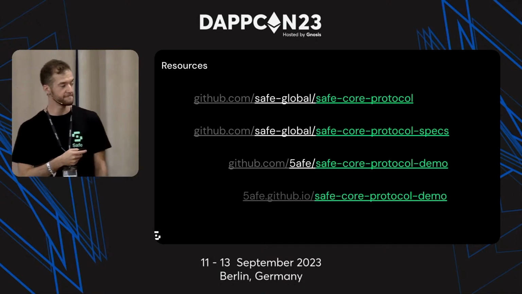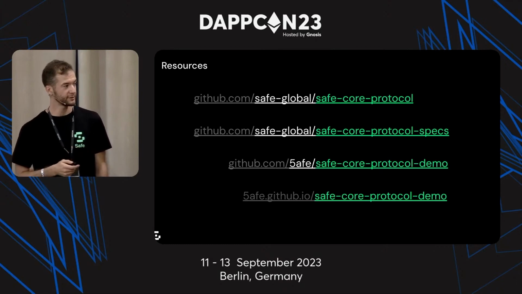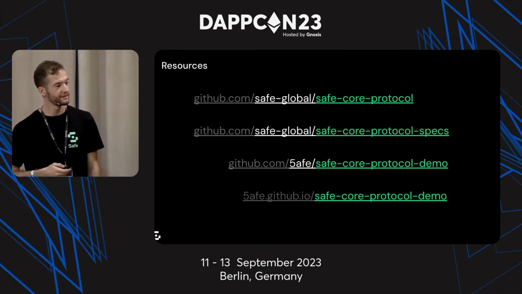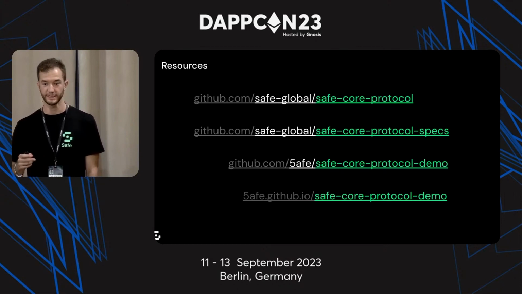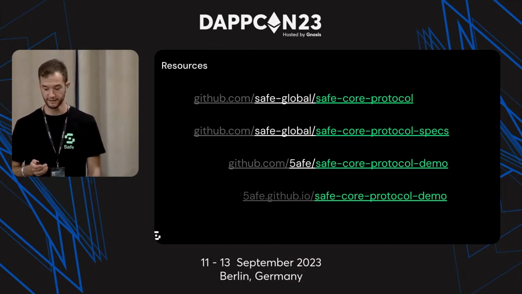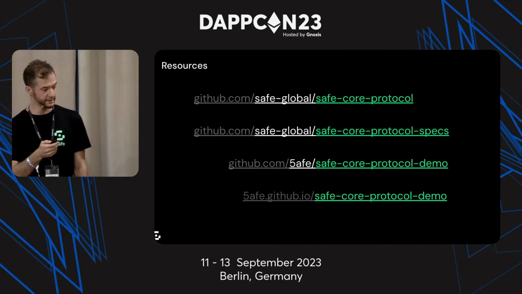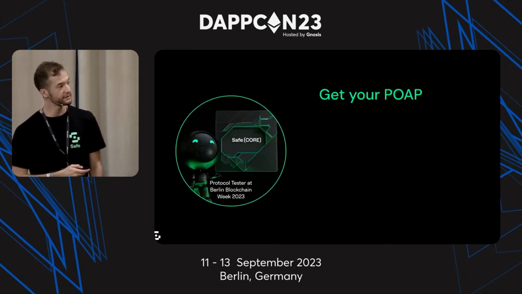And then we have another organization in GitHub that is 5afe, like Safe, for more experimental things. And there is a demo app, Safe Core Protocol Demo, that we will see in a bit, where you can play around. There are some examples for plugins, and there is a Safe app that you can try with some front-end. There's a registry, and you can play enabling and disabling modules from there. The last one is the URL for this demo, but we will check it in a bit.